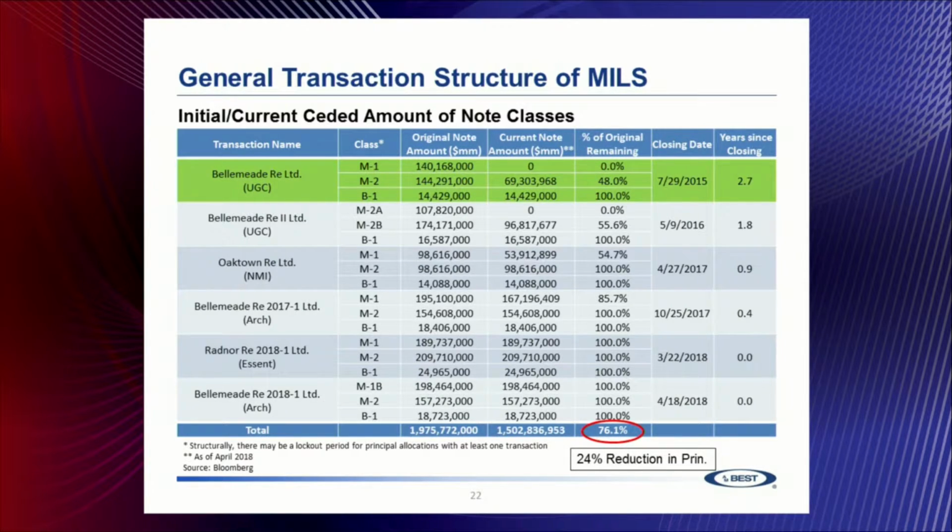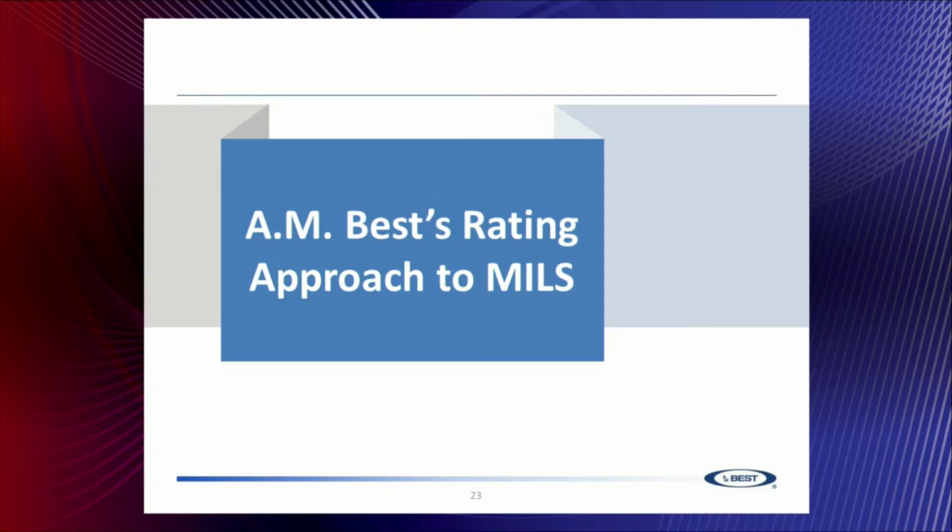In some cases, we believe perhaps in the Radnor Re case, there may be a lockout period for paydown of the first tranche. But generally, in the deals we've seen, the top tranches do pay down quickly. Overall, there's been about a 24% reduction in the principal amount based on the quick paydown of the notes. I'll now turn this presentation over to Wai Tang, who's going to talk about how we actually rate the MILNs.